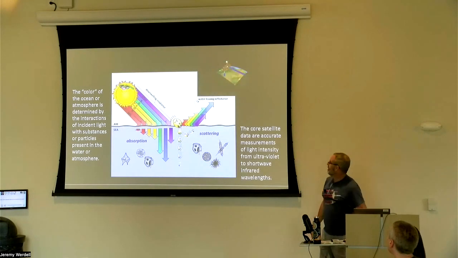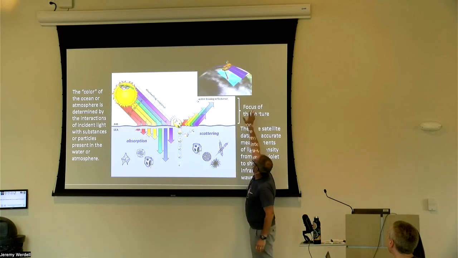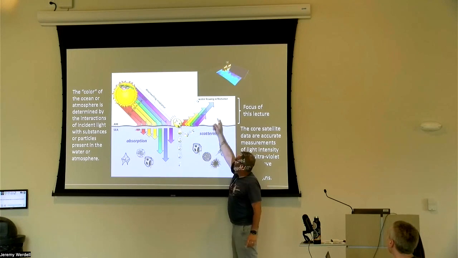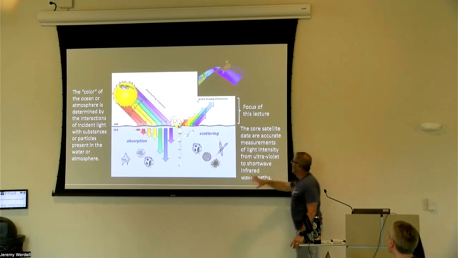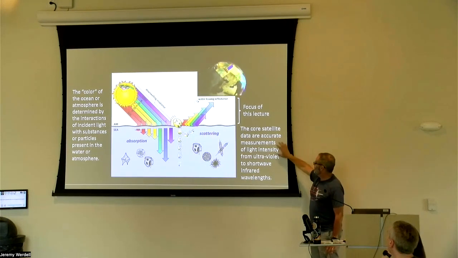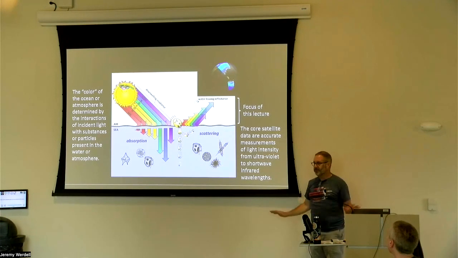And what we're really talking about is this process. Like, how do we get from what's sitting at the top of the atmosphere, remove the atmosphere so that we get the water leaving signal? And all we have to work with is measurements of light intensity over some spectral range from the satellite. It's all the information that that instrument is collecting.